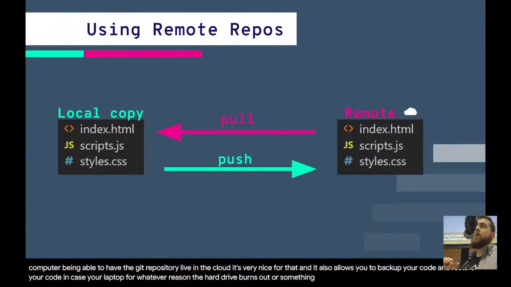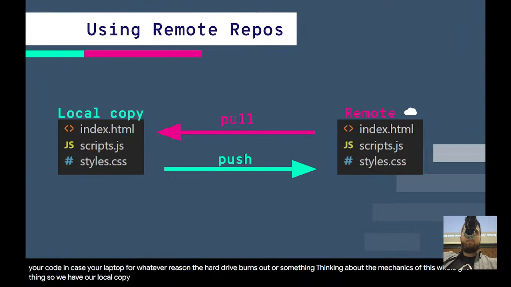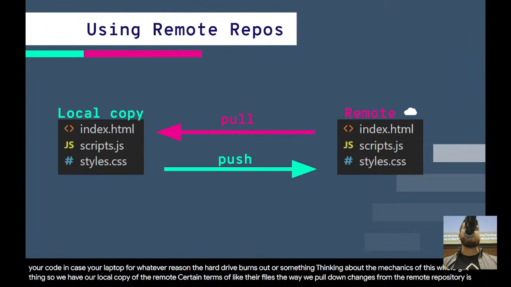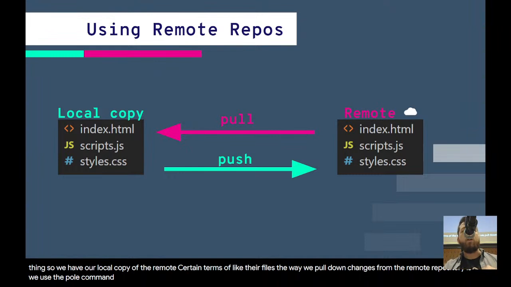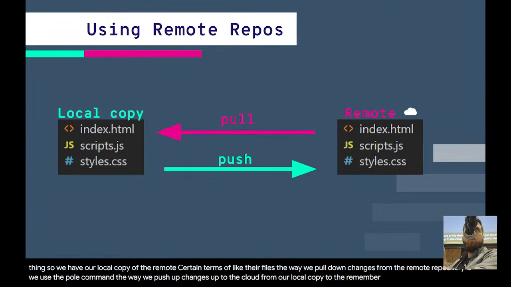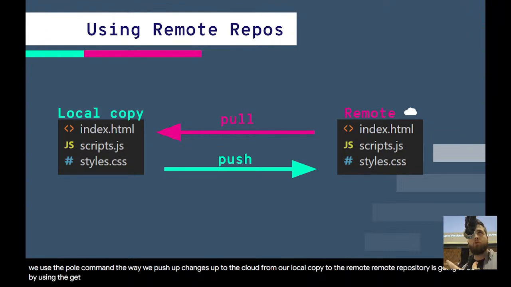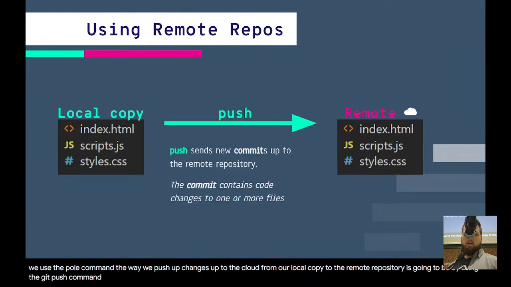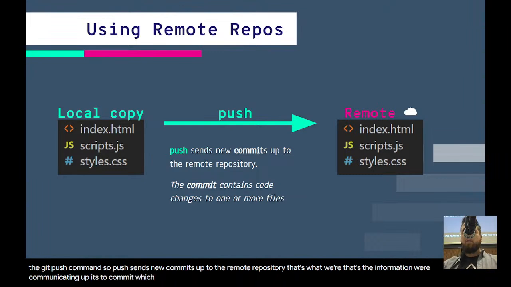Cool. So thinking about the mechanics of this whole Git thing. So we have our local copy of the remote Git repository. They look the same in terms of their files. The way we pull down changes from the remote repository is we use the pull command. The way we push changes up to the cloud from our local copy to the remote repository is by using the git push command. So push sends new commits up to the remote repository. That's the information we're communicating up. It's a commit which contains file changes.